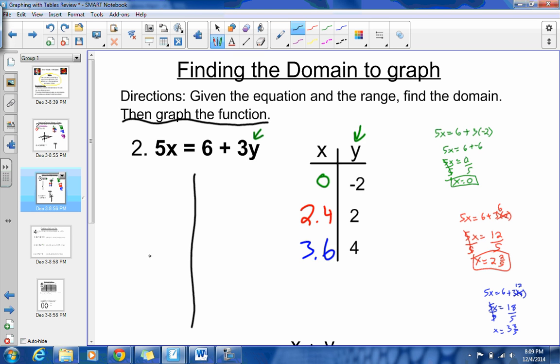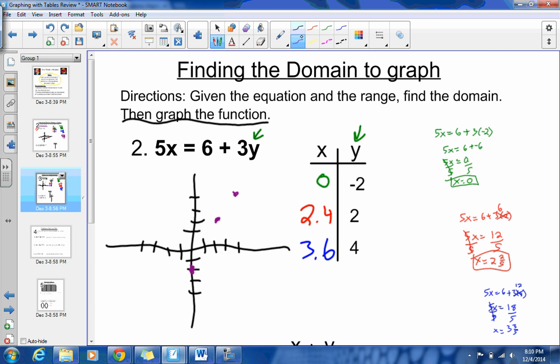So we'll make our little makeshift graph here, which you can use graph paper to make it look better. 1, 2, 3, 4. 1, 2, 3, 4. 1, 2, 3, 4. And we will plot 0, -2. 0 over, down 2. Then 2.4 and 2, about right there. Again, I'm approximating here. 3.6, 1, 2, 3.6, and 4, which would be about right there.